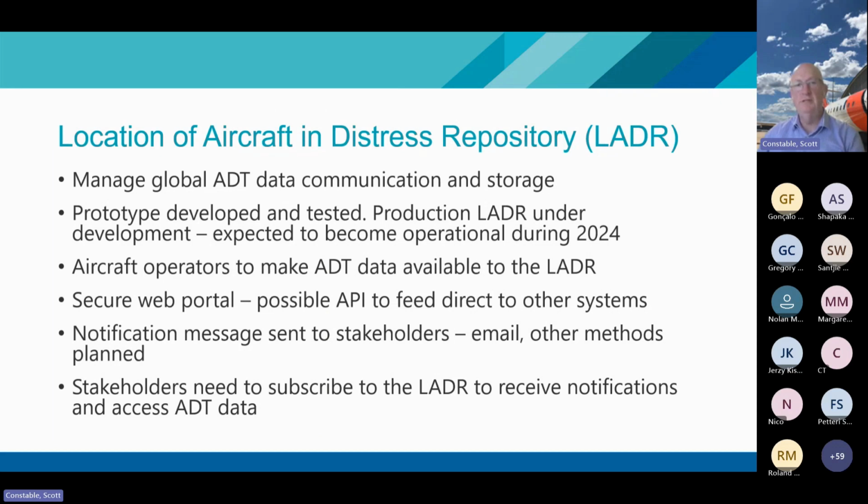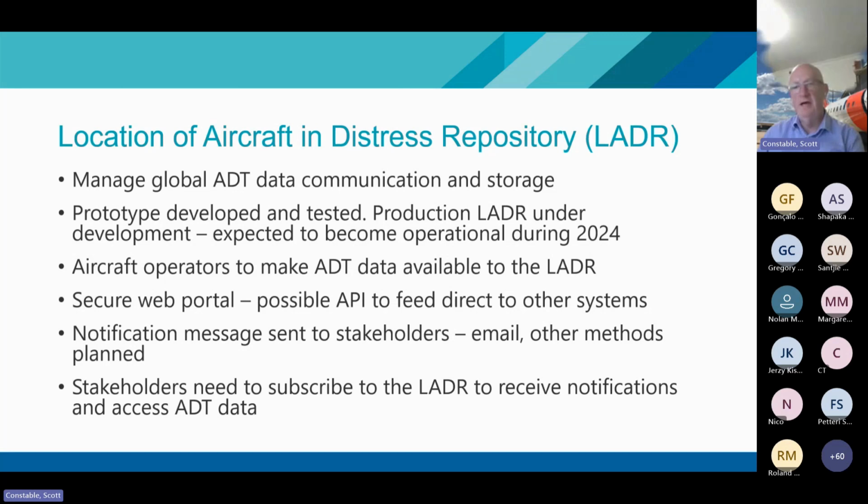Stakeholders such as RCCs, air traffic control units, etc., will need to subscribe to the ladder, and they'll have the option of an internet web browser secure access. There are also plans for connection to existing search and rescue incident systems via an API, IT speak. A notification message will be sent to appropriate stakeholders when the ADT triggers. I'll emphasise it's a notification message, not an alert. At the moment, it'll initially go via email, but there are other methods planned.